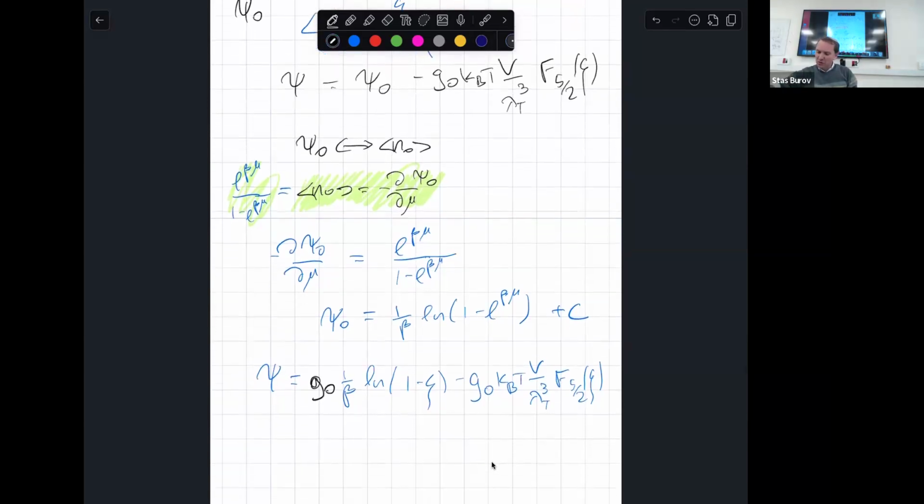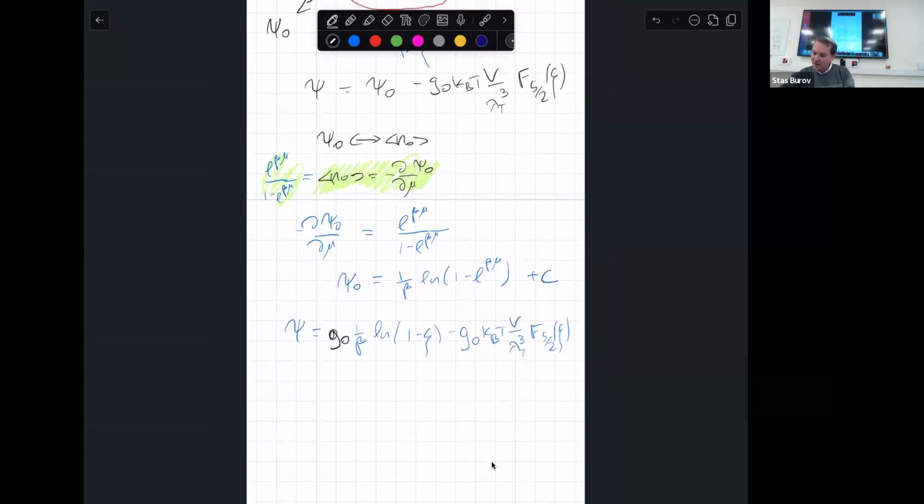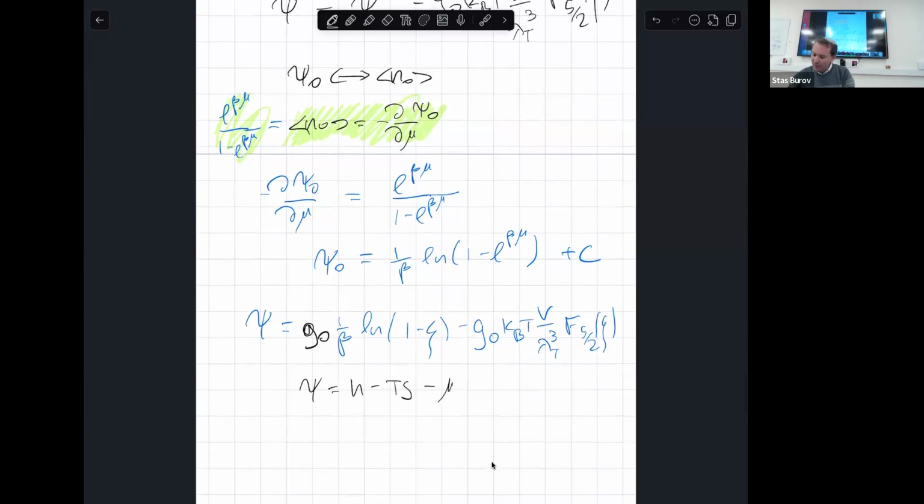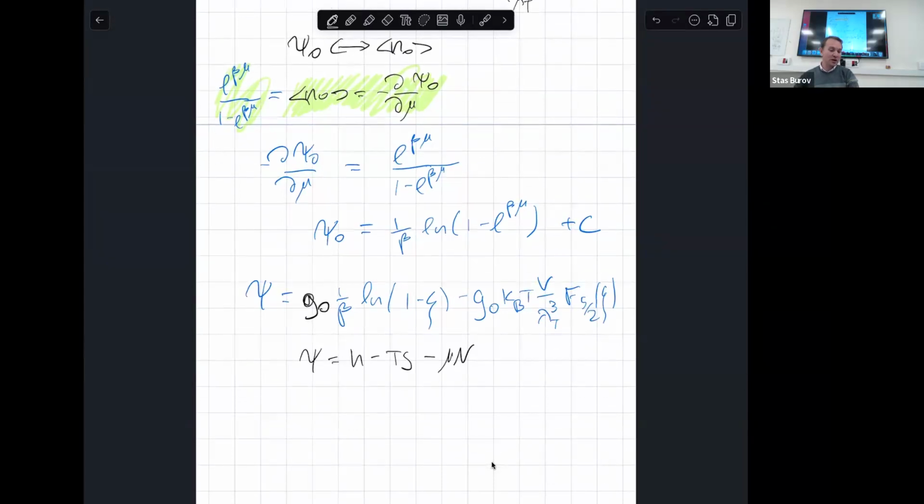Now we have this, and then we can use the connection between psi and u. Again, psi equals u minus TS minus mu N, so this is the grand canonical potential. What is the connection between psi and u? I know psi. How do I find my u exactly?